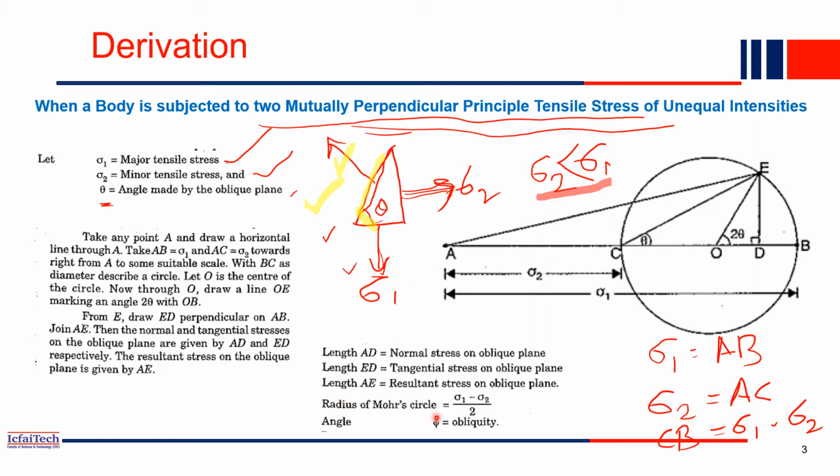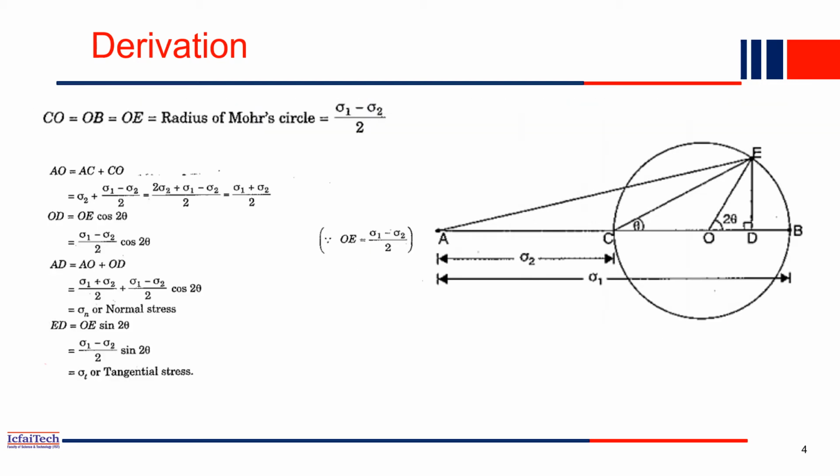The radius of the Mohr circle we have already discussed. So this is a Mohr circle. The radius will be half of this CB. So CB is sigma 1 minus sigma 2, half is (sigma 1 minus sigma 2) by 2, and this angle phi, this angle here, we call the angle of obliquity. Now let's calculate the value of AD.